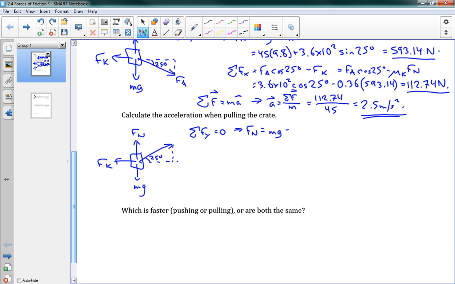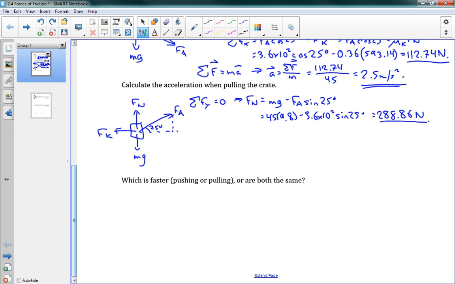minus. Now, before we had plus the vertical component of the action force. Now it's going to be minus that because the action force is acting in the same direction as the normal. So minus Fa sine 25 degrees. And I plug in my numbers here, 45, 9.8, minus 3.6 times 10 to the 2 sine 25 degrees. This gives me a normal force of 288.86 newtons. Notice that that is considerably less than it was above. Okay, now we can proceed.